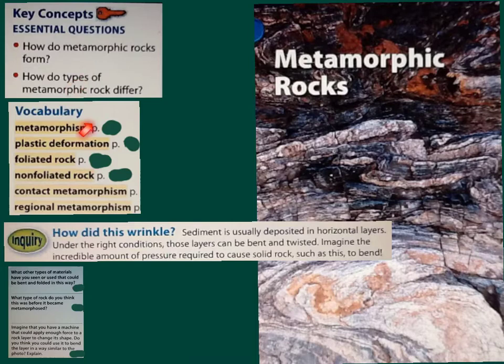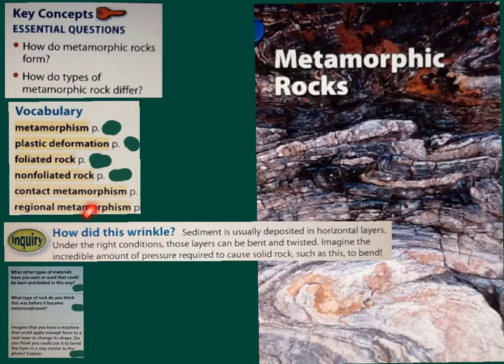Metamorphism, plastic deformation, foliated rock, non-foliated rock, contact metamorphism, and regional metamorphism. Okay, those are the terms. Make sure you have them written down in your science journal, please. And as we go through this lesson, make sure you're writing down the definitions for those terms.